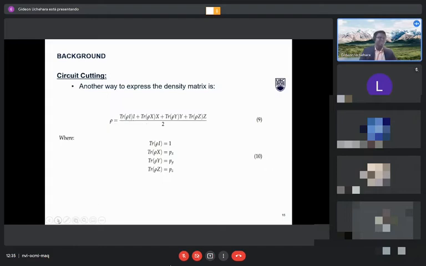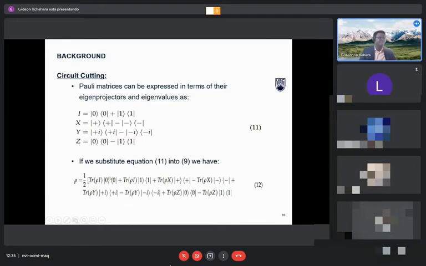So that being said, this sets the stage for us to manipulate this density matrix before we can establish the point for the circuit cutting. I don't know if there's any question up to this point before we go on.